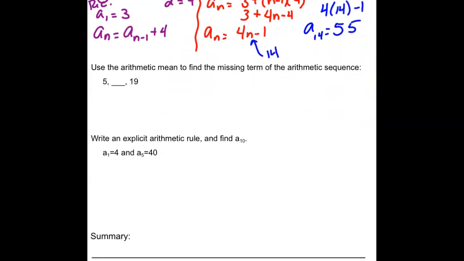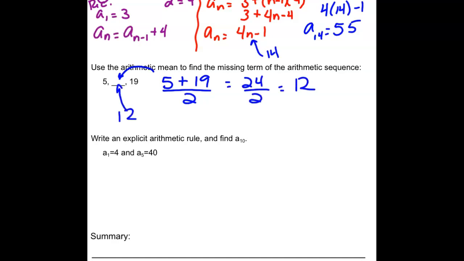All right, finding the arithmetic mean for this missing term. We need to add the first and the third terms together and then average them out. So 5 plus 19 is 24. Divided by 2 is 12. Our missing number here should be a 12.